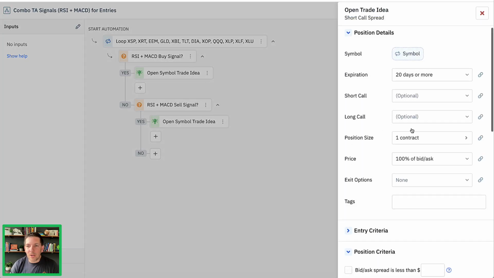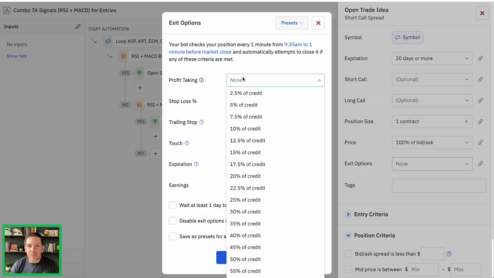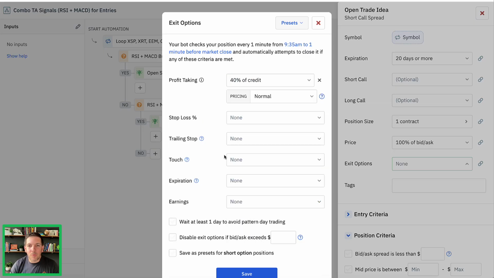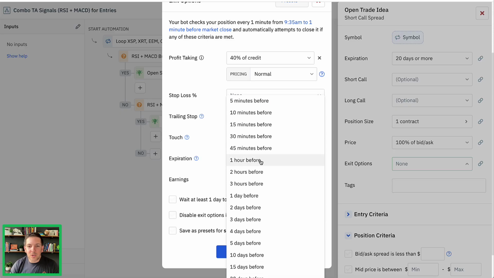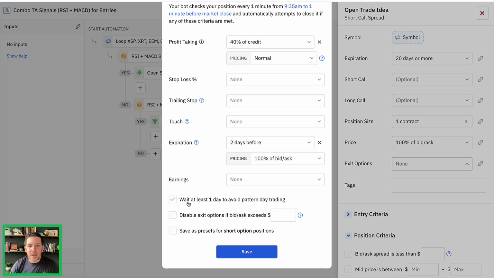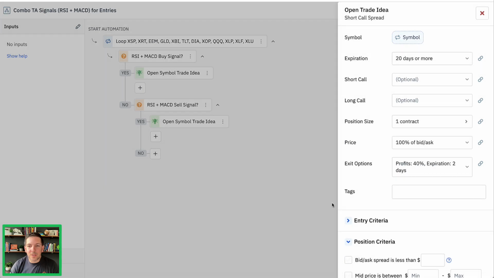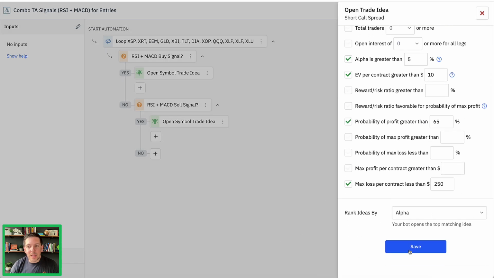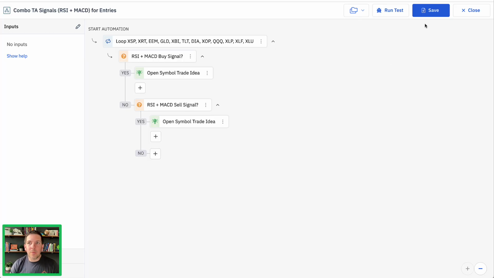I can do the same thing on the call side. Maybe the call side is a little bit different. Maybe I want to take profits at say 40% and I want to exit this trade, let's say 2 days before expiration. I still want to avoid pattern day trading, so I do that here. Again, this is setting up the entire system to trade automatically for you.